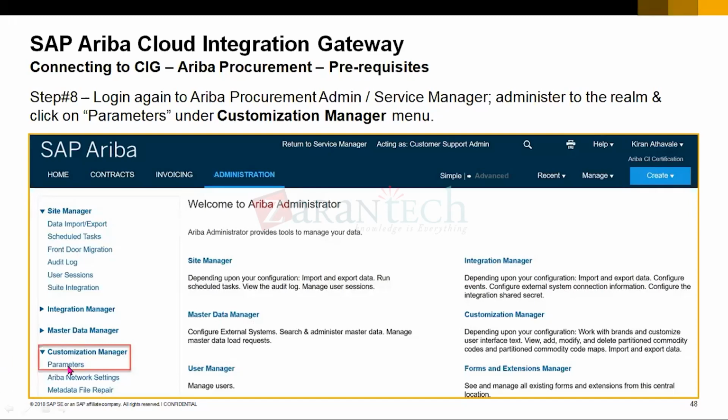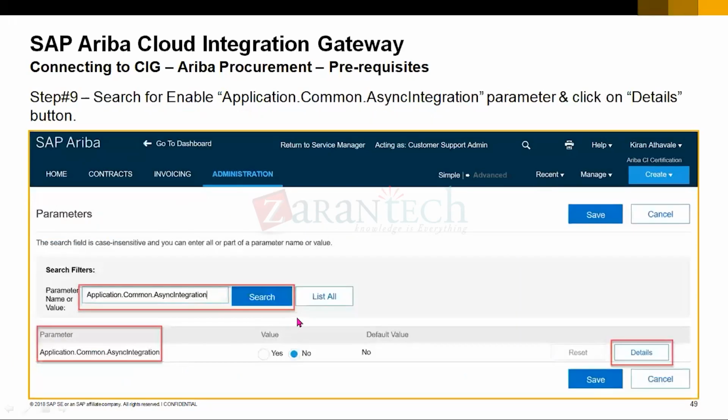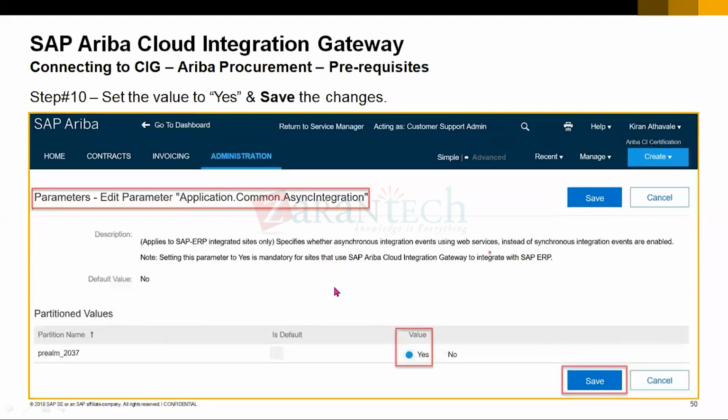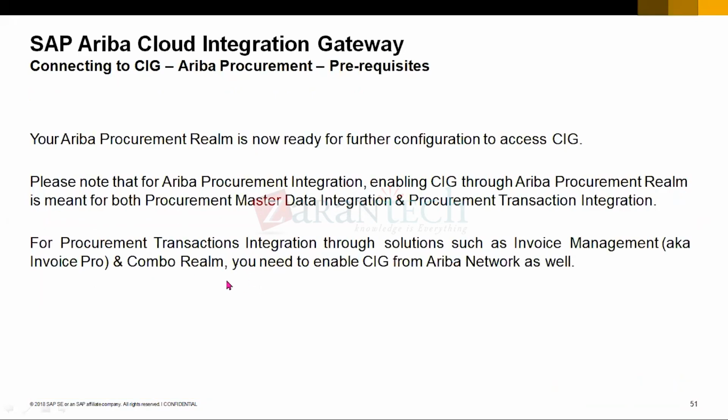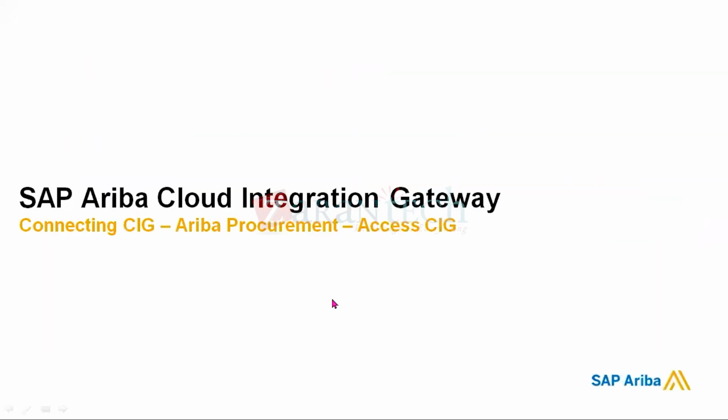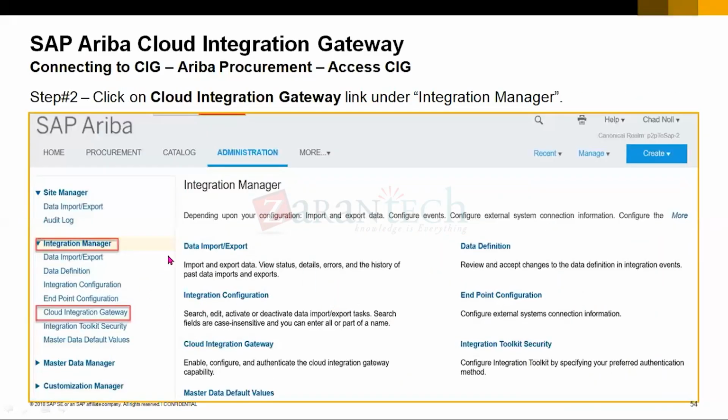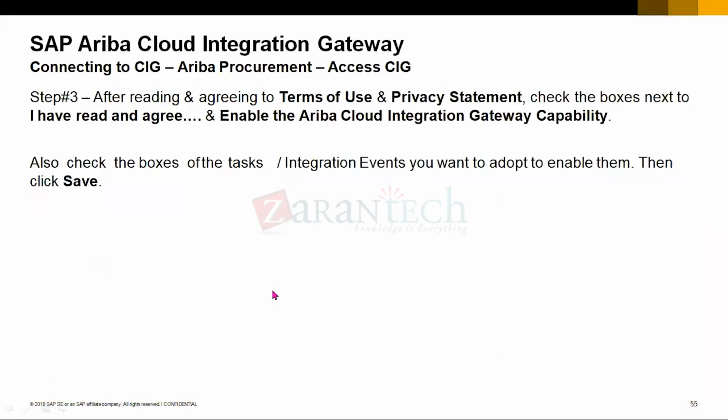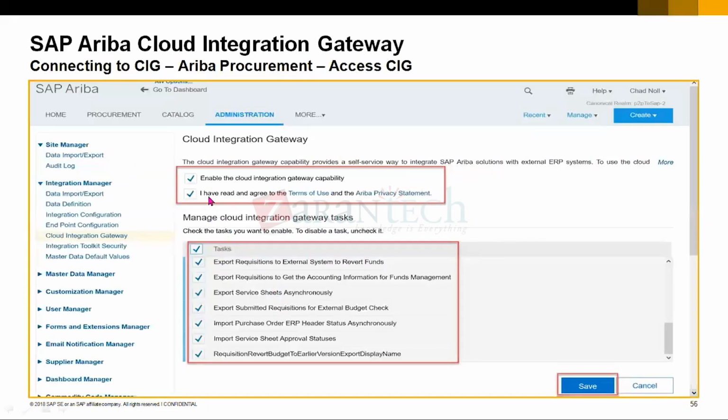So they have to come to these customizer manager parameters, and once they do, you can see application.common async integration task. They are going to enable this. Based on this, they're enabling any particular async task. Once they do this, that means this particular task is now ready, and they have done their task as well. Later, when we have to enable it, in the same way we have to come to the cloud integration gateway, and then we can see here.